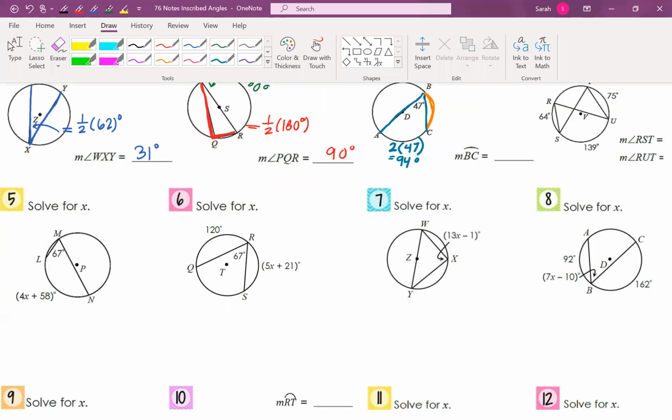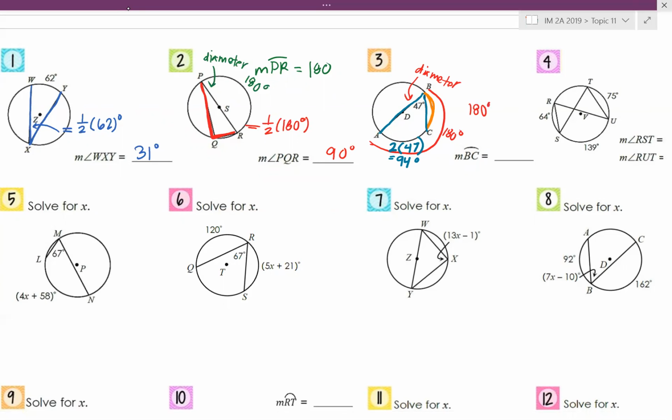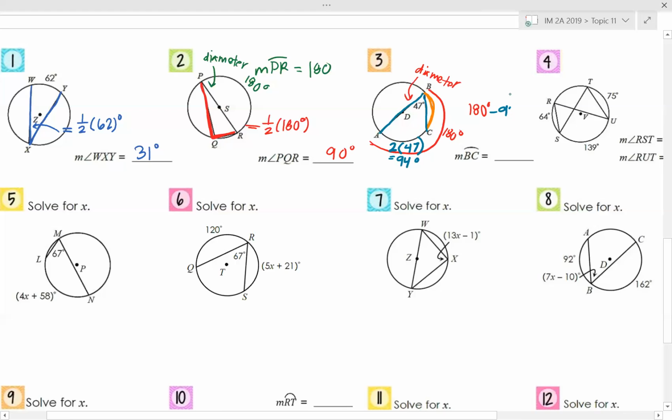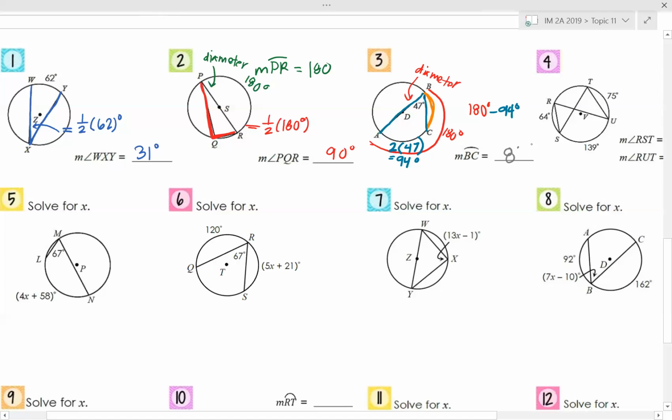Another thing to notice is that AB is the diameter. So that means that this whole arc here is 180 degrees because it's cutting that circle in half. So that means that to get my answer, I just have to take that 180 and take away the 94, and that will give me the value for arc BC. So that means that arc BC is 86 degrees. Okay, so things are getting more complicated, as we can see.